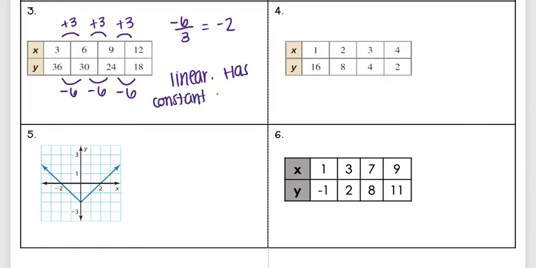And that's because that's a constant rate of change of -2. Okay, go ahead and pause the video. I want you to try number 4 and 5, and then we'll go over number 6 together.